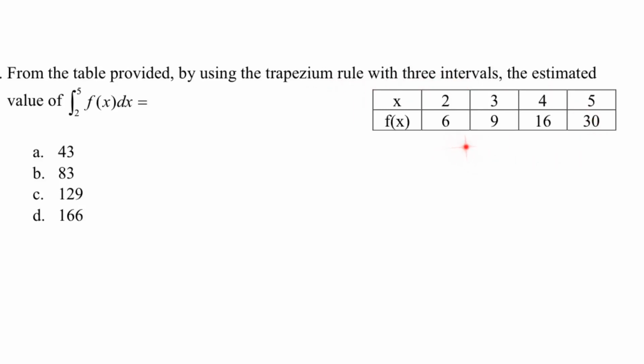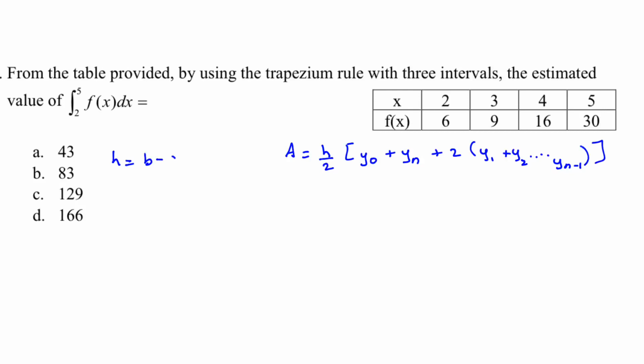the table has already been given to us. So it's a very easy question. Look at the formula sheet for your formula. This is the formula you have to use. First thing you have to do is find h. H is equal to b minus a over n. B is your highest x value and A is your smallest x value. So it is 5 minus 2.